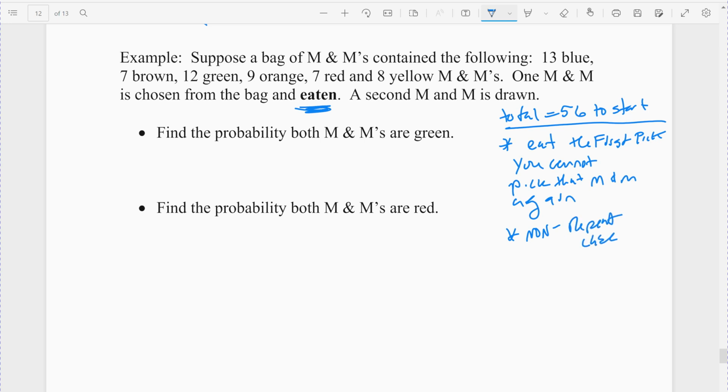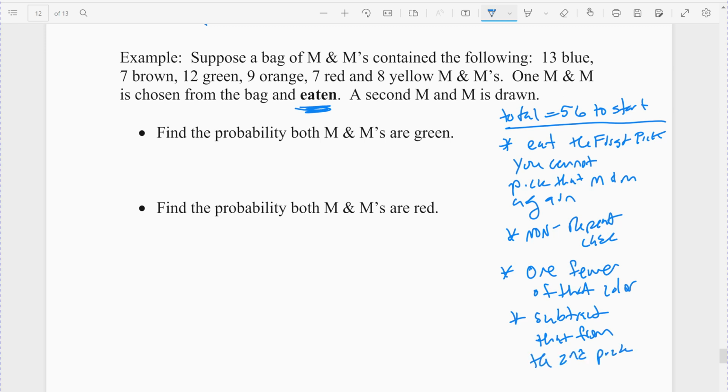Case. So you have one fewer of that color. So you need to subtract that from the second pick. Alright, the second chance is different because I have one fewer of my M&Ms total.